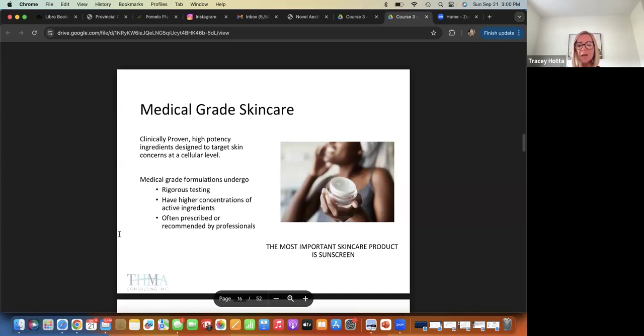So a lot of times, because some of these products are high in active ingredient, there's a lot of coaching that has to be done. And that's where you kind of need to understand what each ingredient is, what it does, where to place it, and also how much of this particular ingredient to put on as well.